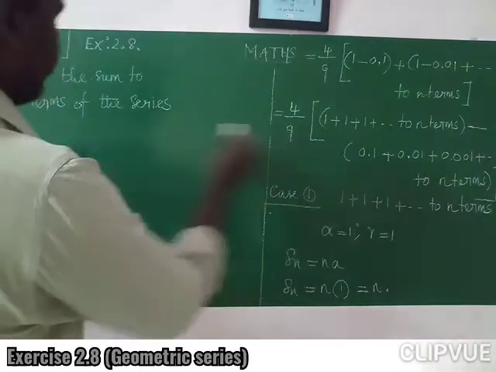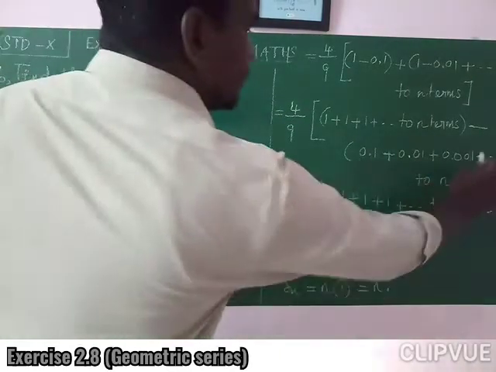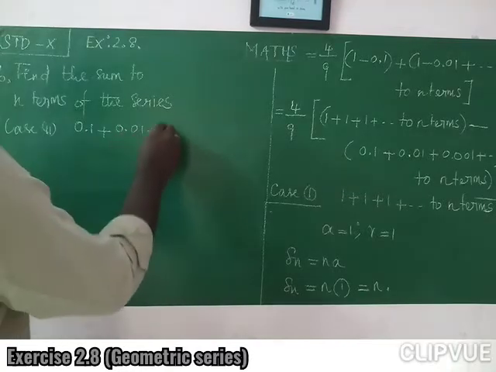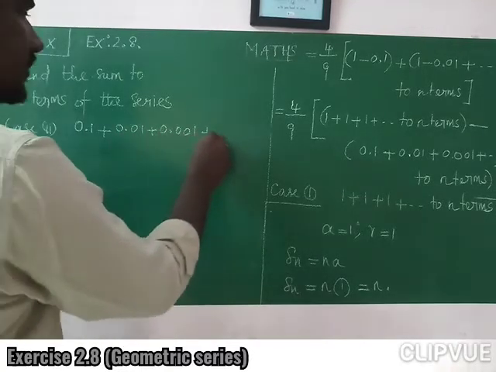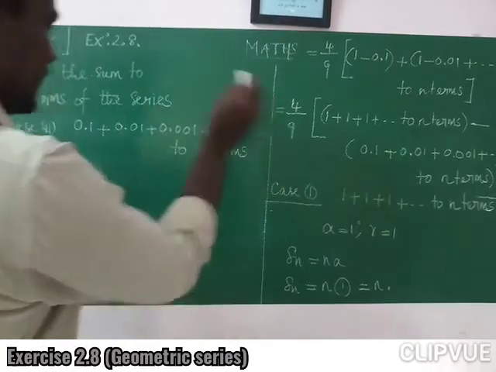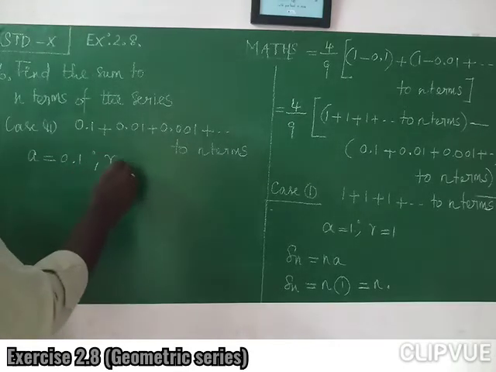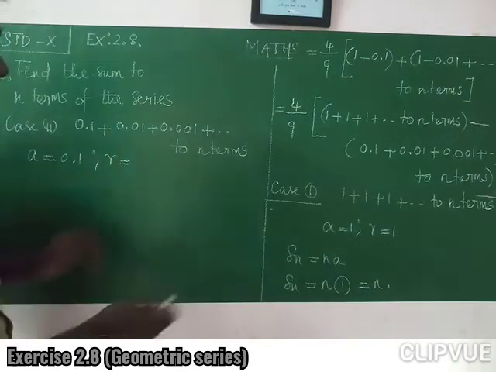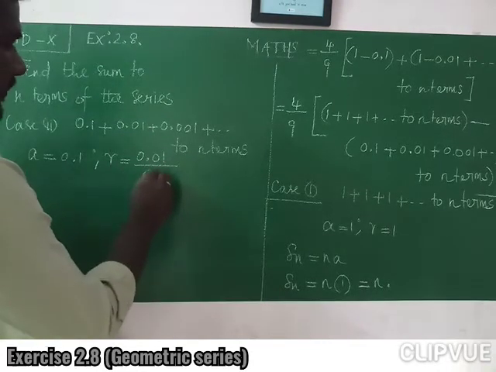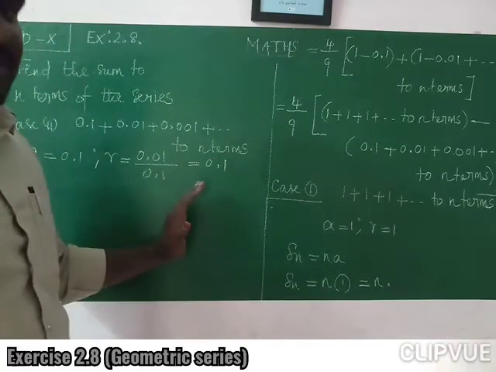The second one, case 2. This series 0.1 plus 0.01 plus 0.001 plus and so on to n terms. Here the first term a is equal to 0.1. r is also 0.1. How can we find it? Term 2 divided by term 1. 0.01 divided by 0.1 gives 0.1. So it is also forming a GP.